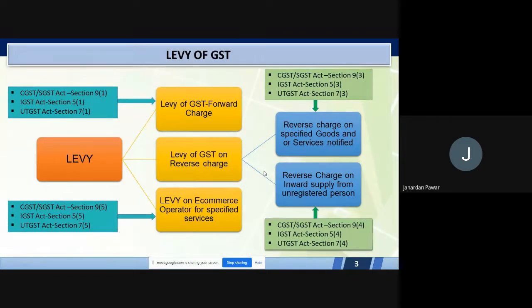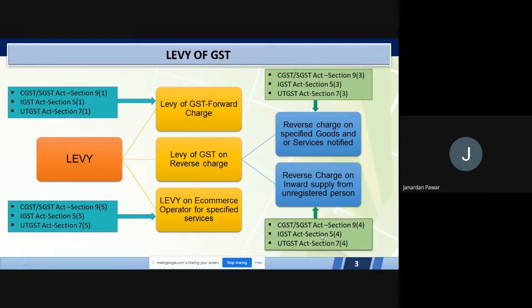But when it comes to levy of GST on reverse charge, again there are two parts: reverse charge on specified goods or services notified. Whatever goods or services can be called as notified and specified, on those we go for reverse charge. Similarly, we also go for reverse charge on inward supply from an unregistered person. If the person is unregistered, then it can be called reverse charge on inward supply from unregistered person.